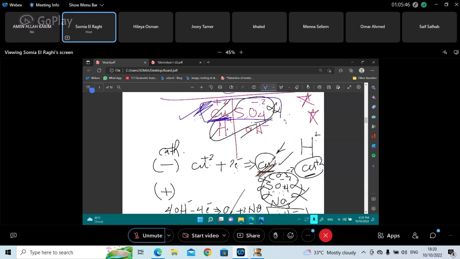They will ask one from two questions, the same question but in two different ways. Why does the color change from blue to colorless? Why does the color change from blue to colorless? Or why does the color fade out?